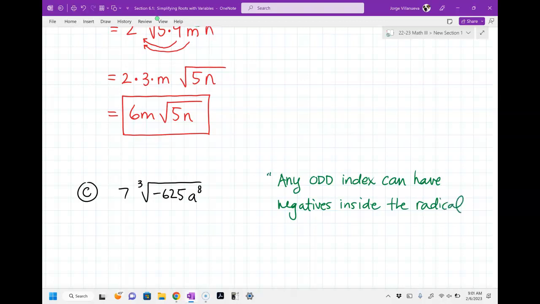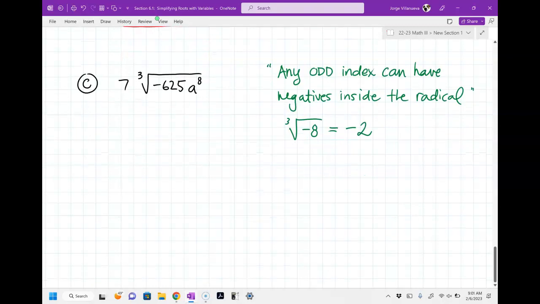So that's okay. So just to give you an example, the cubed root of negative 8 is negative 2. Okay, the cubed root of negative 8 is negative 2 because negative 2 times negative 2 is positive 4 times negative 2 is negative 8. That's what's inside of the cubed root. So negative numbers inside of odd indices is normal. Okay, the answer would just be negative. Okay, so if you see a negative number inside of the radical for a cubed root, the answer would just come out with negatives. So I know that this answer for C should have a negative there.